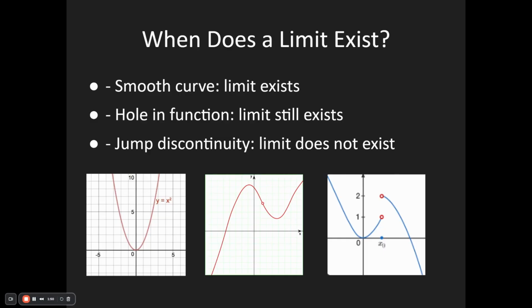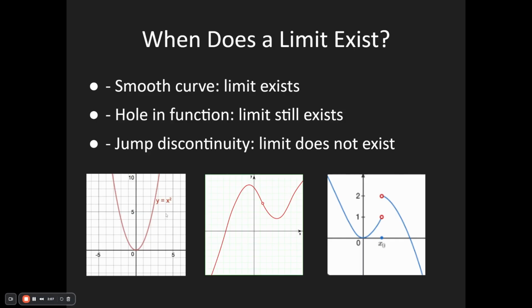And third, if the left-hand and right-hand limits are not the same, like in a jump discontinuity, then the limit does not exist. Similarly, if the function shoots off towards infinity on either side, the limit does not exist in the usual sense. So here in this first image, it's smooth all the way through.